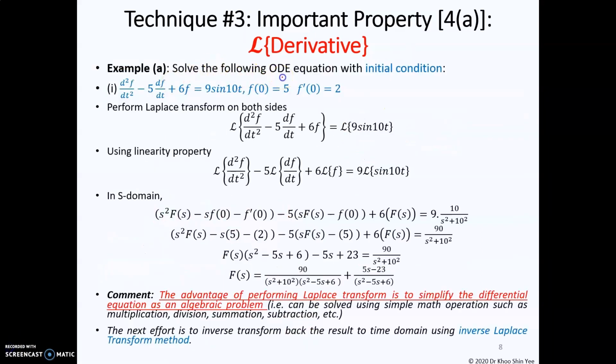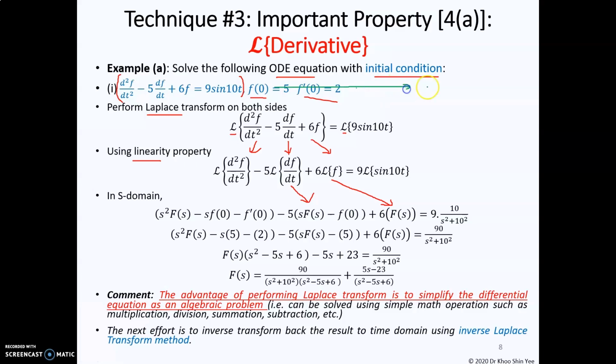Let's try to solve the following ODE equation with initial conditions. So you have the initial conditions f(0) equal to 5, f prime (0) equal to 2 here. And this is your ODE. First, we perform the Laplace transform on both sides. Then by using the linearity property, you can separate the terms into this.